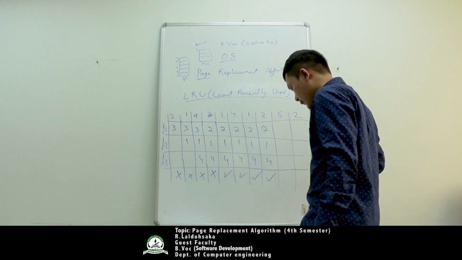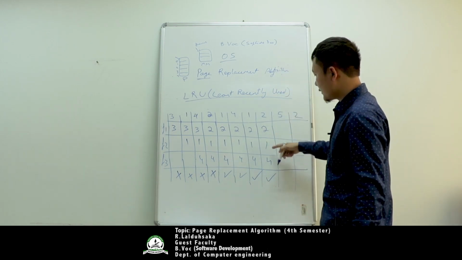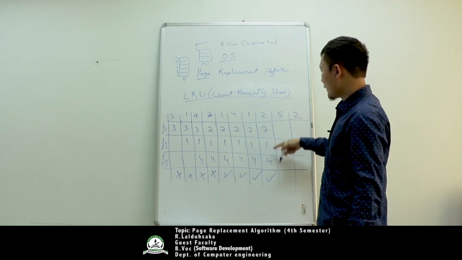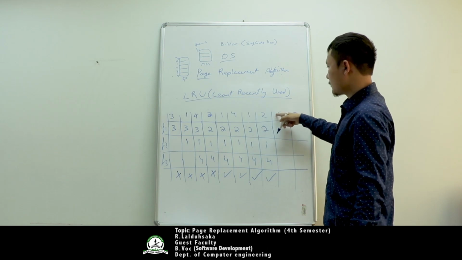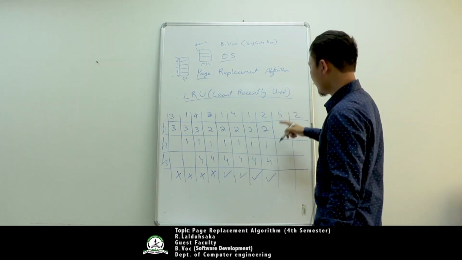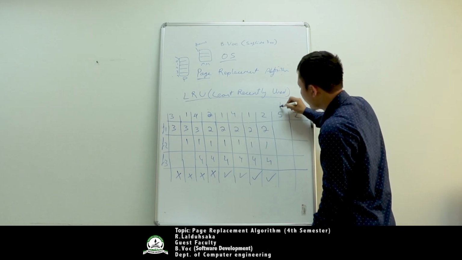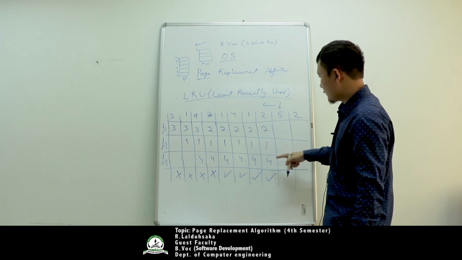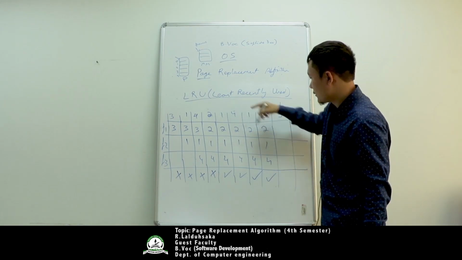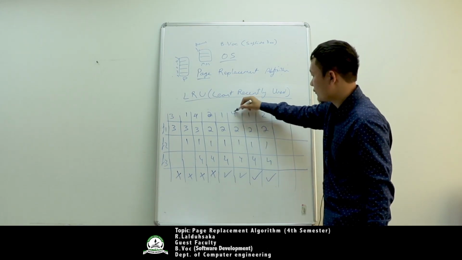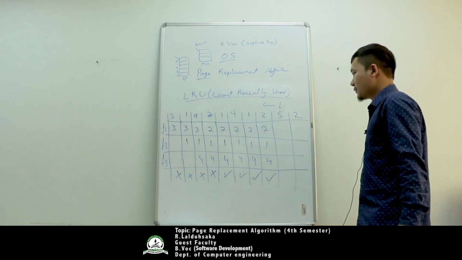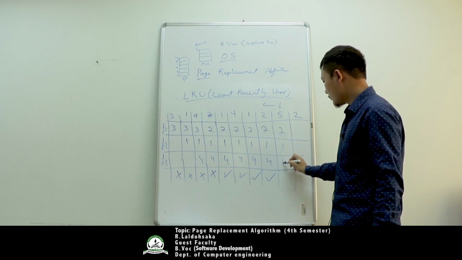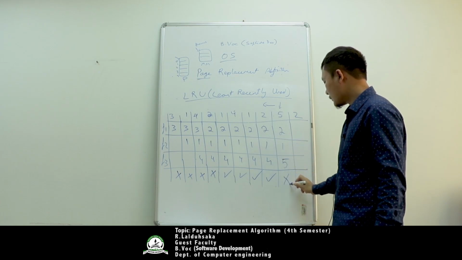5 comes. Now 5 comes. We have to replace one of these pages with 5. So which one are we going to replace? Least recently used. From this current position we have to look to the left, which is the farthest. 4 is here, 1 is here, 2 is here. So 4 is the farthest from current position, so we have to change 4. This is a page fault.